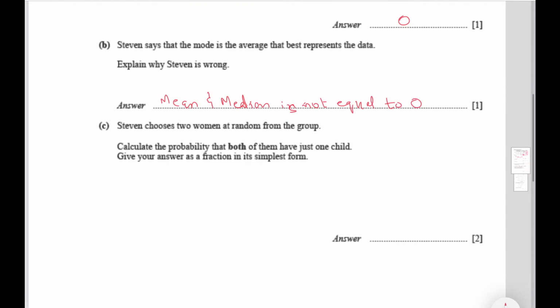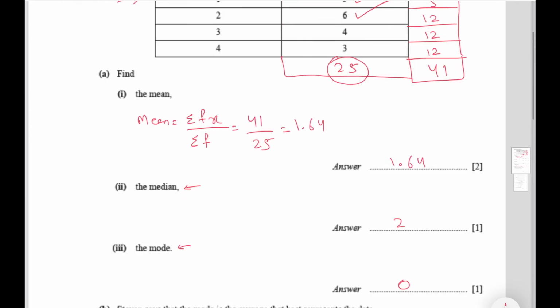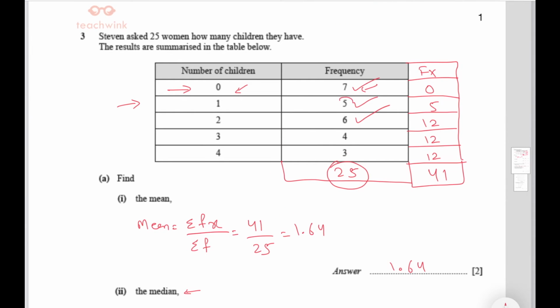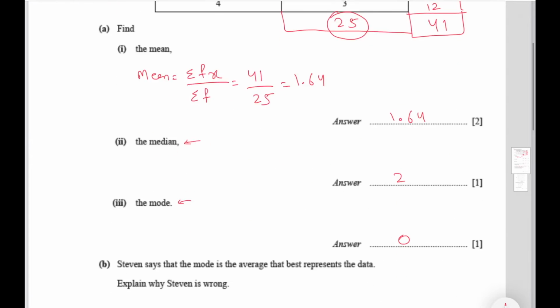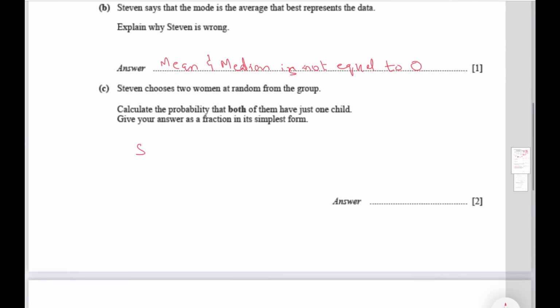The next part says Stephen chooses 2 women at random from the group. Calculate the probability that both of them have just one child. Give your answer as a fraction in its simplest form. So when he chooses the first woman that has one child, that's like 5 women out of 25. That means we write 5 over 25 for the first woman. The second woman, when he chooses, he has already chosen the first woman. That makes it 4 women out of a total of 24 that are now left.